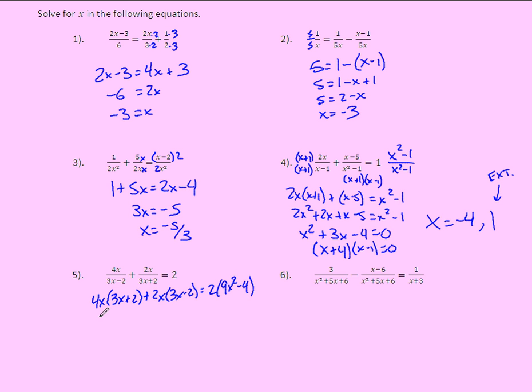So that means here I get 12x squared plus 8x plus 6x squared minus 4x will equal 18x squared minus 8. I have 18x squared on this side and on the right side, so those all are going to cancel out. I'm going to have 4x will equal negative 8 then. That gives me x equals negative 2 as the answer.